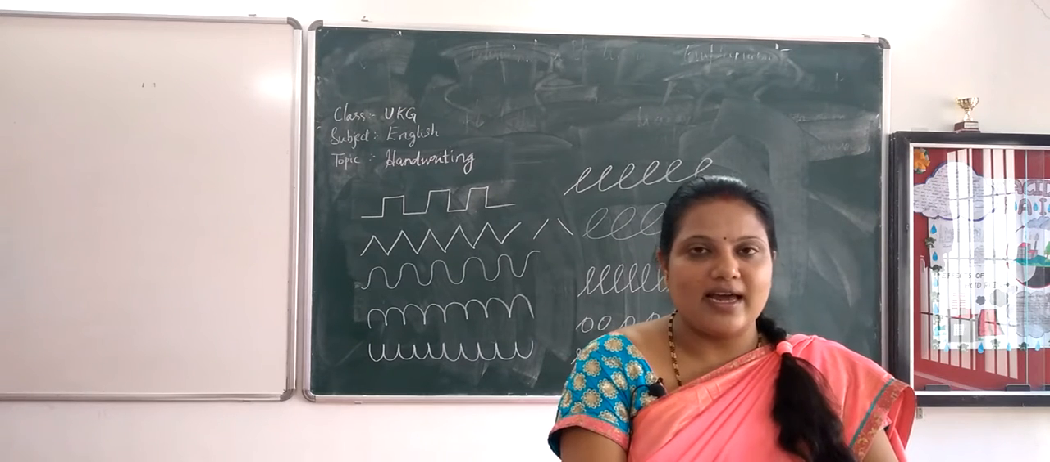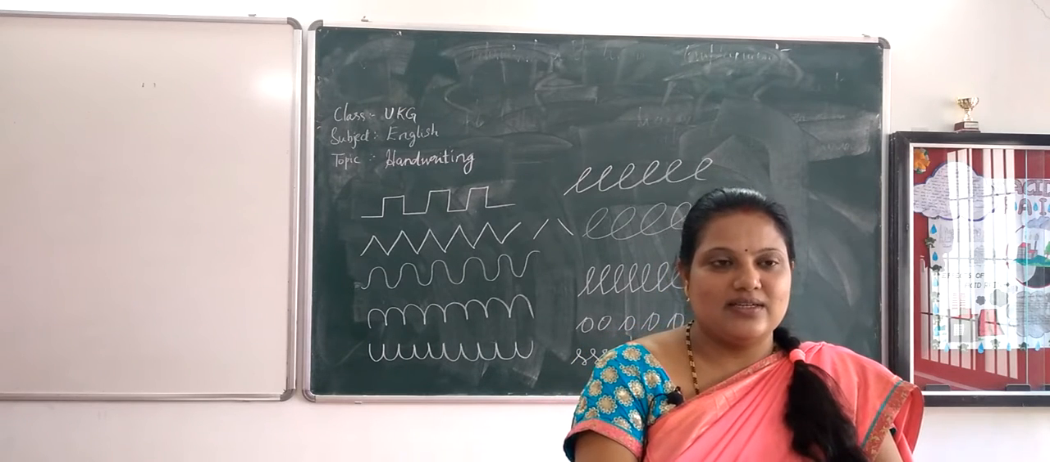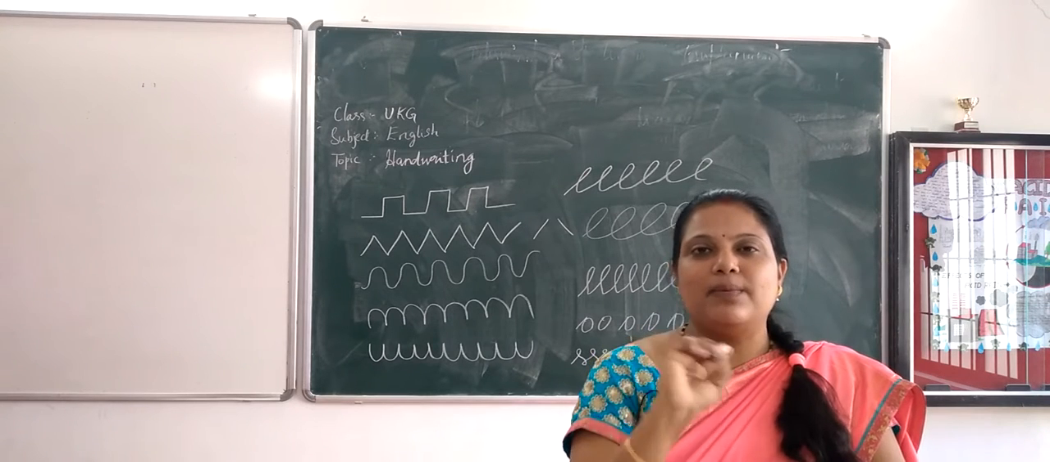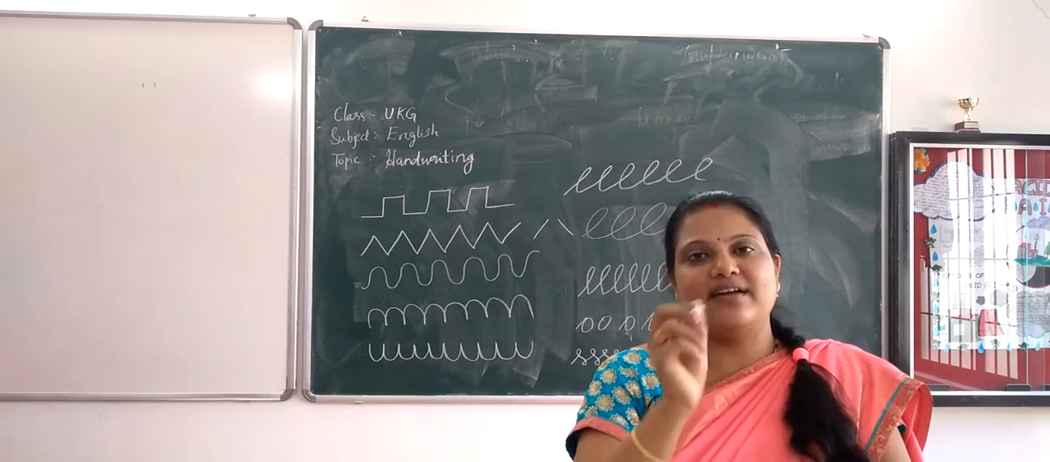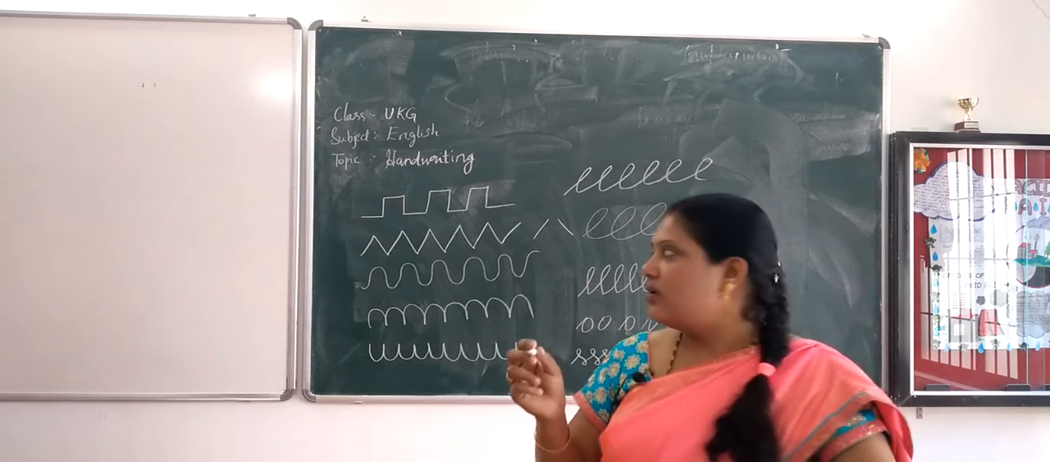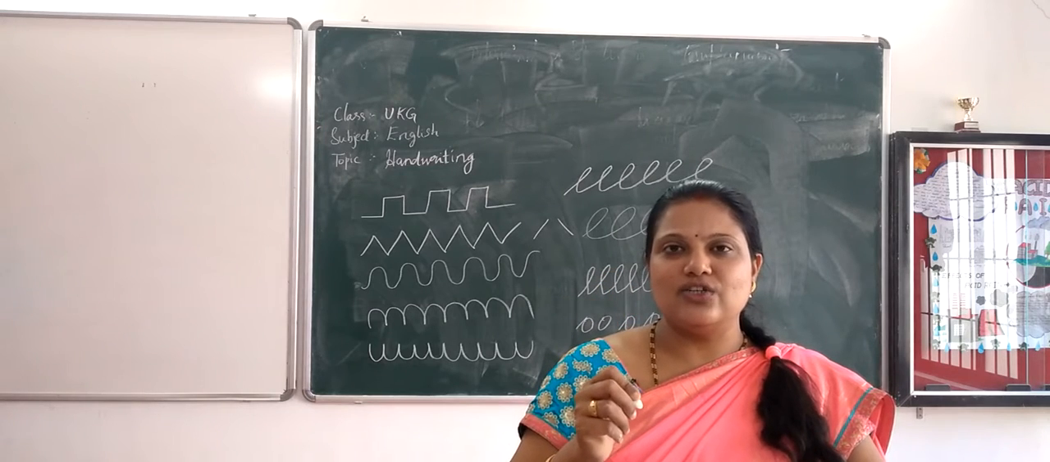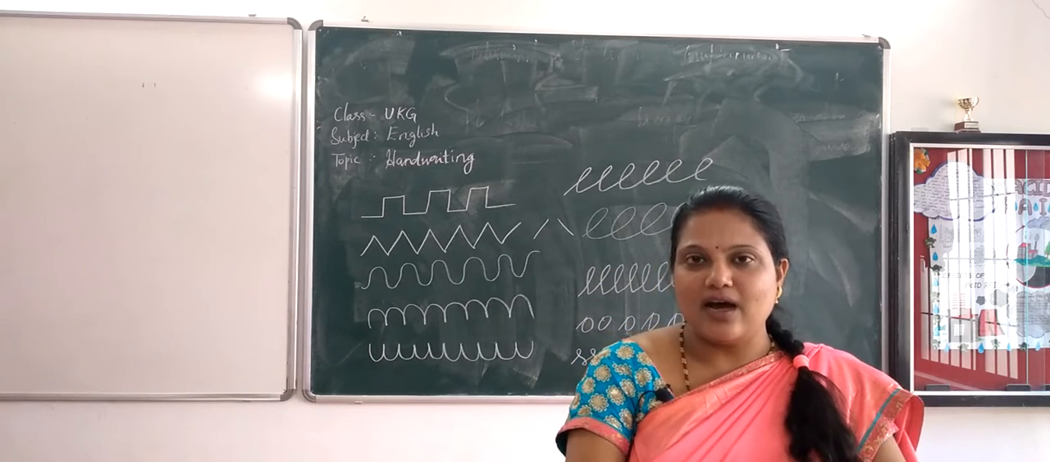Okay, do you like writing? Yes. Okay, children, first you don't write. You need to scribble, you need to draw some patterns. You need to draw over the dotted lines. Okay, children? Yes. Shall we begin now?